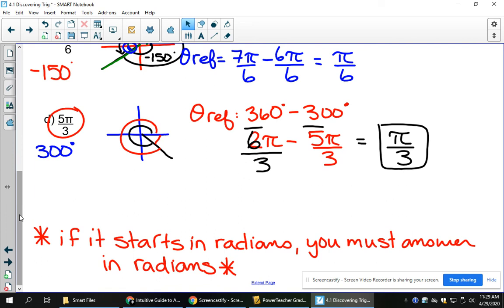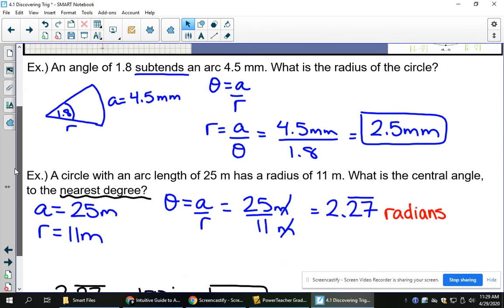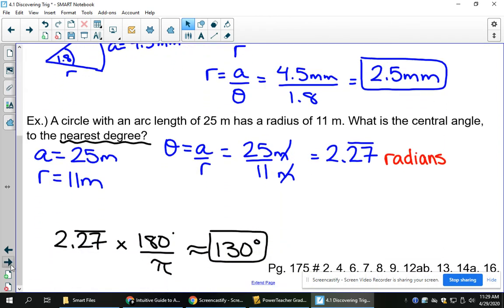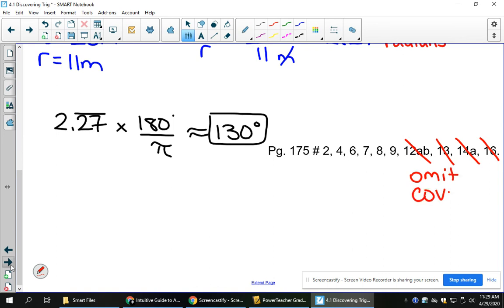The next couple slides, I'm jumping over because we've decided not to do these in COVID-19 learning. So that brings us to the last slide where it has your textbook questions. Now, pay attention. You only have to do part of these. Since we got rid of the last two slides, you don't have to do 12AB, 13, 14, and 16. I need you to omit these because of COVID.